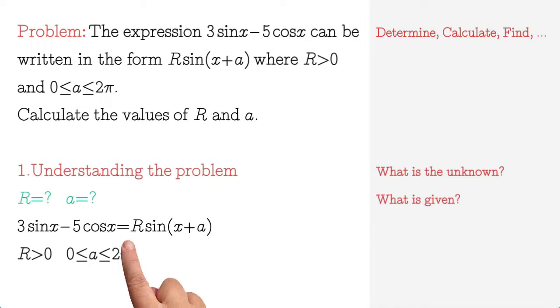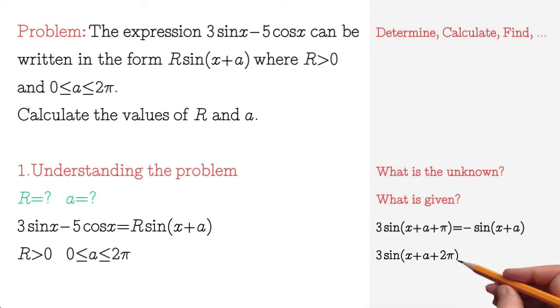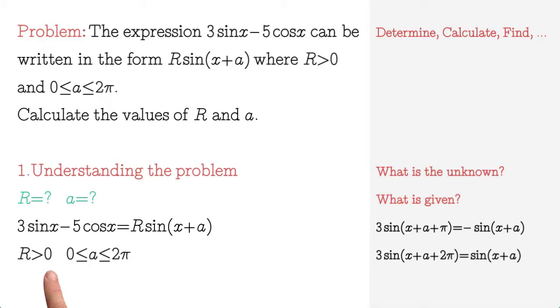That is because the equality of the two expressions here is not unique. We know that the sine function is odd and that it is periodic. That means that when we add pi, a minus sign falls out. And when we add 2 pi, we get the same value as before. But if we demand that r should be positive and that a is between 0 and 2 pi, then there will probably be unique values of r and a that satisfy the equation.